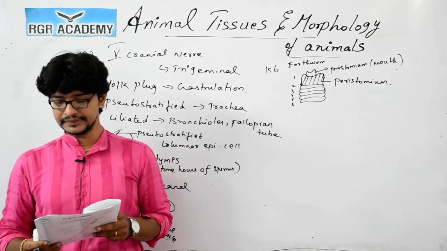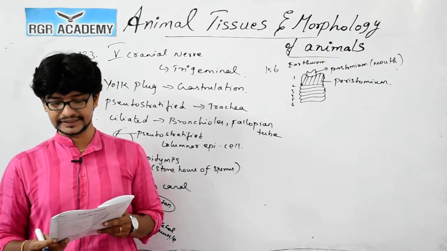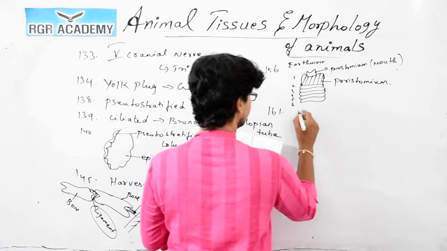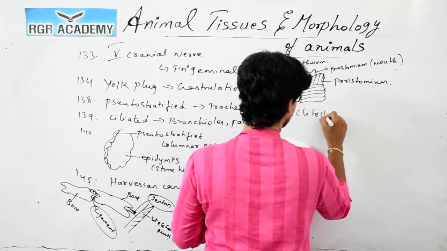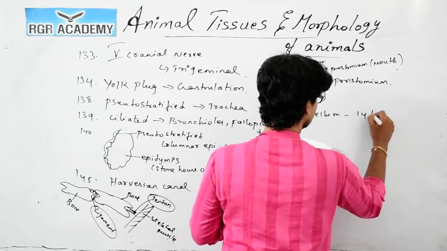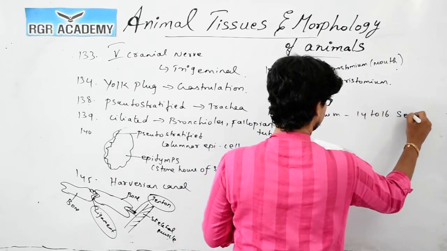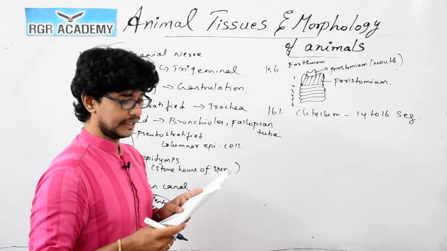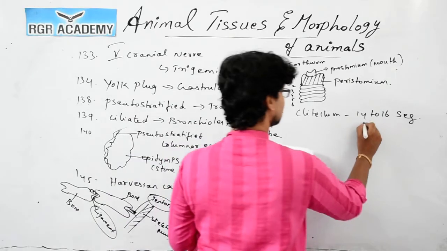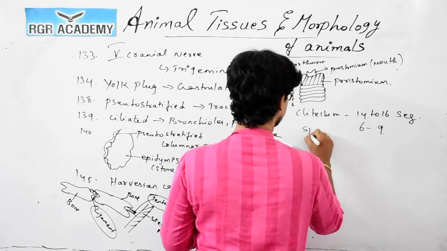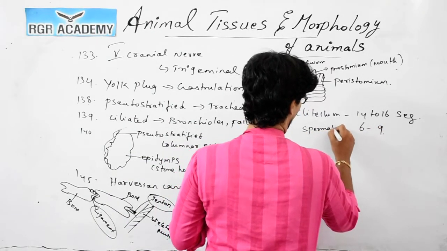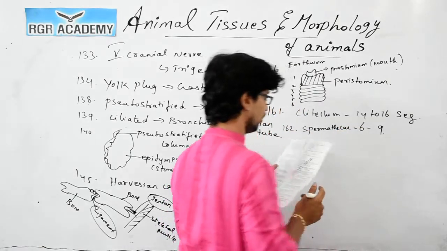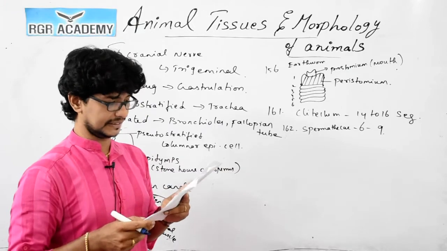161, clitellum segments of earthworm constitute segments 14 to 16. I told you already, you should be very careful with the segments. Clitellum, 14 to 16 segments. 162, spermathecae in Pheretima is located in 6 to 9. So 6 to 9 in case of spermathecae. Often you get a question from this part only, the segments. So option 2 is the correct answer. Sorry, 4 is the correct answer.